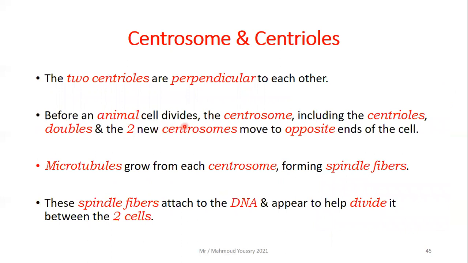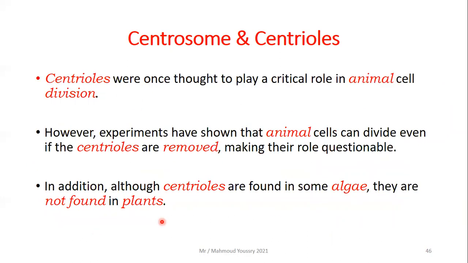Before an animal cell divides, the centrosome, including the centrioles, doubles, and the two new centrosomes move to the opposite ends of the cell. Microtubules grow from each centrosome, forming spindle fibers. Then these spindle fibers attach to the DNA and appear to help divide the DNA between the two cells. We will study this further in the future.